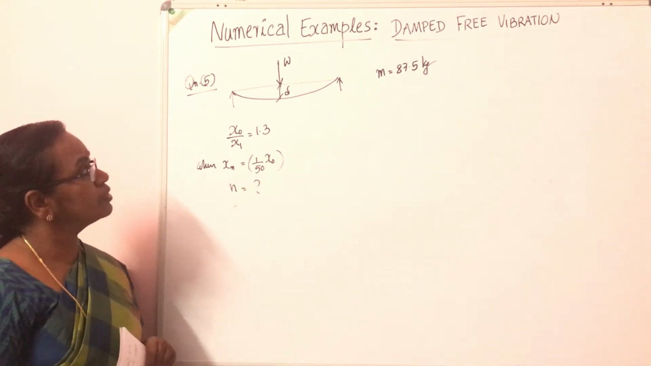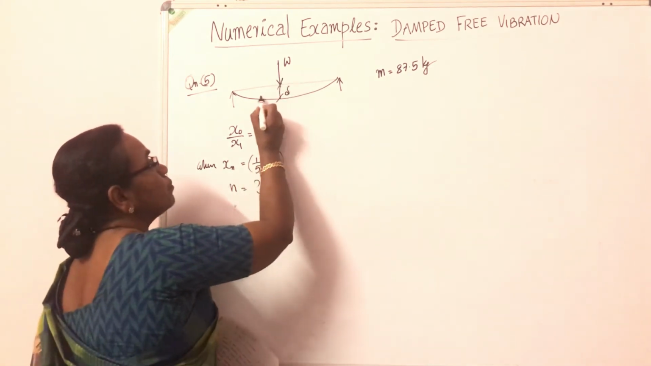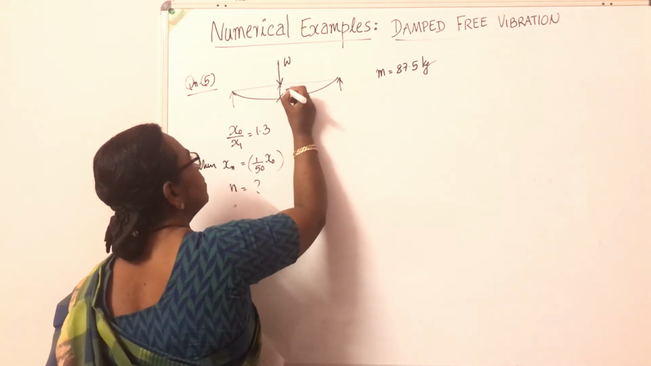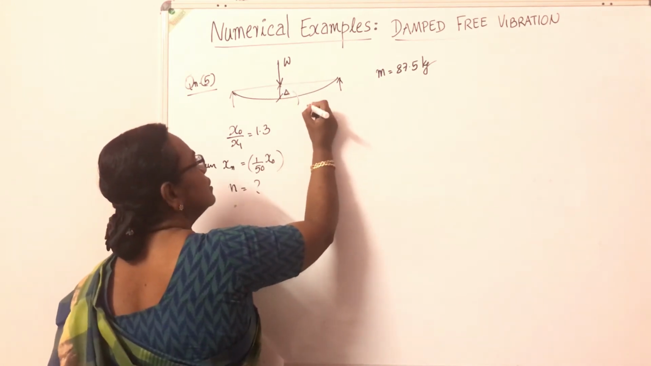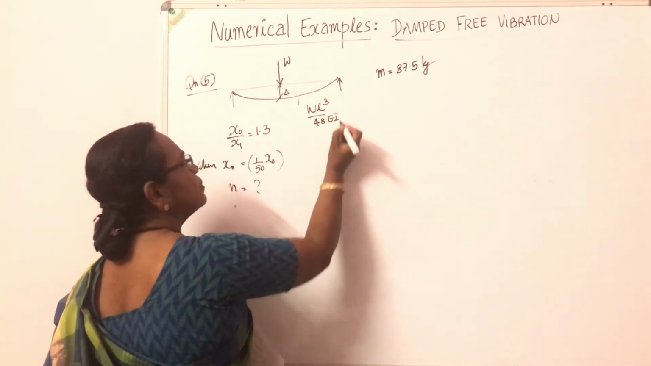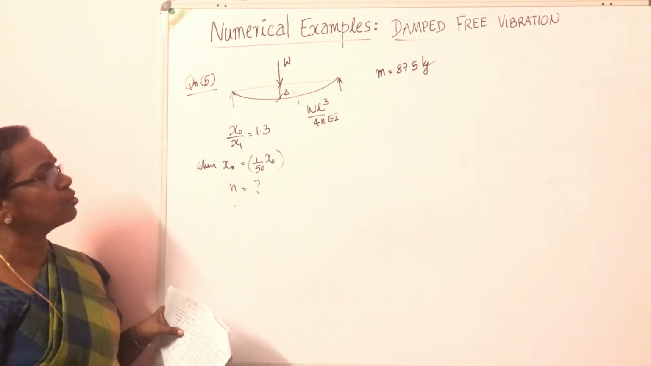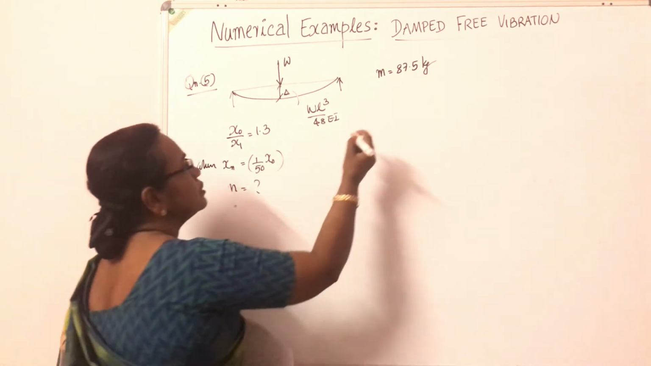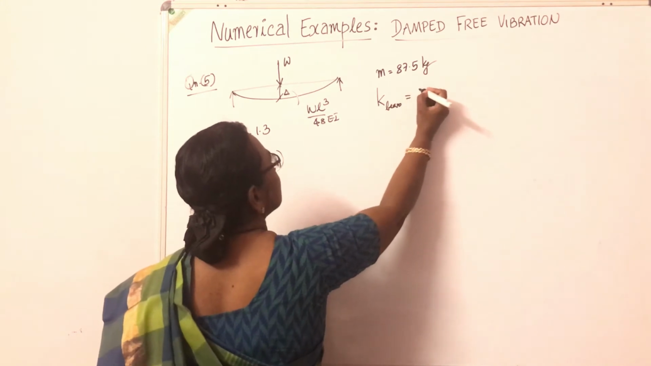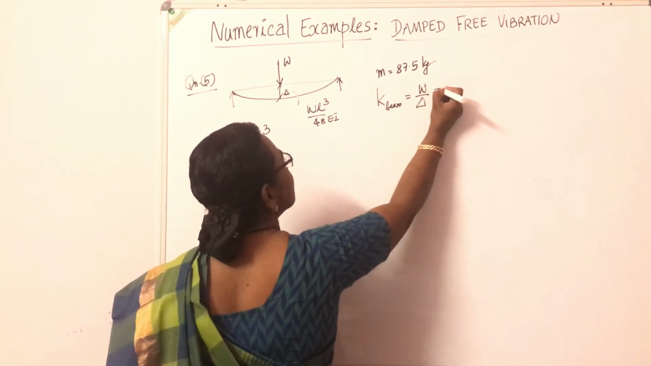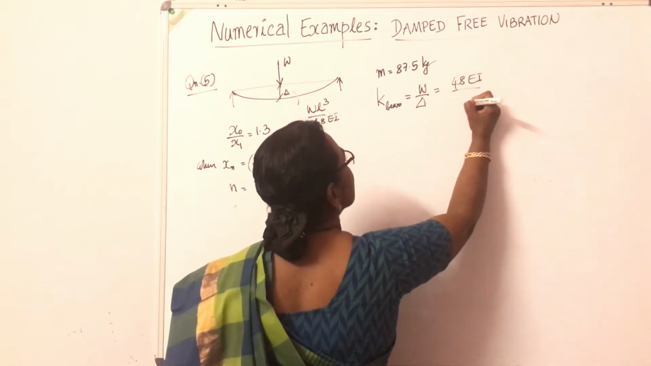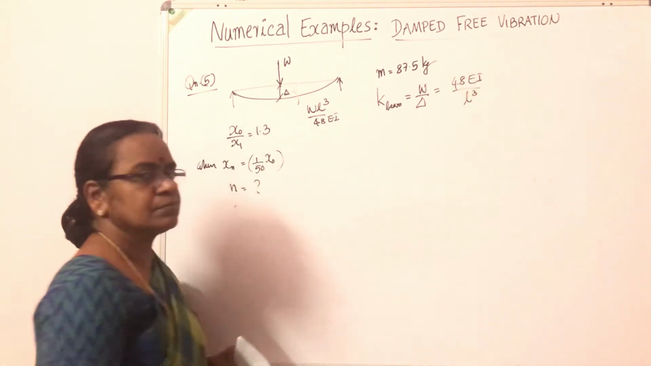So let us come to the question. A simply supported beam with central point load. This deflection, I'll mark it as delta. Deflection is W L cube by 48 EI. The simply supported beam with central load, W L cube by 48 EI is the central deflection. So the stiffness of the beam is equal to W by delta, which is 48 EI by L cube.